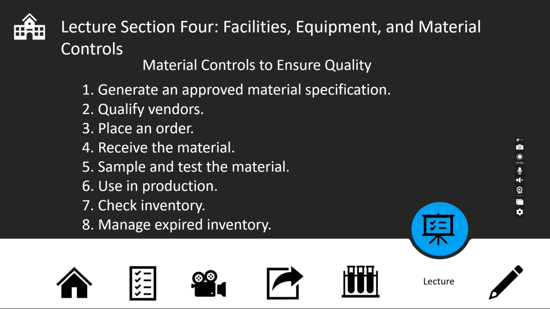Ensuring quality when you're bringing materials into the biomanufacturing facility: you need to make sure that you specify what material you need. Qualify vendors, meaning getting vendors that have quality products. Place the order with that vendor, receive the material. You're always going to have to sample and test the material no matter how many times you've gotten that same type of material from a vendor before. You always have to isolate it and test it before you can use it in production.